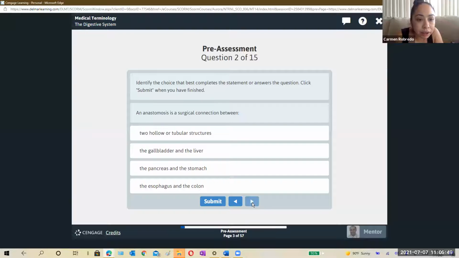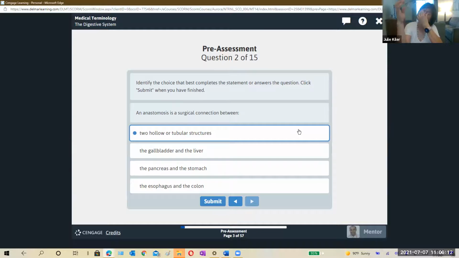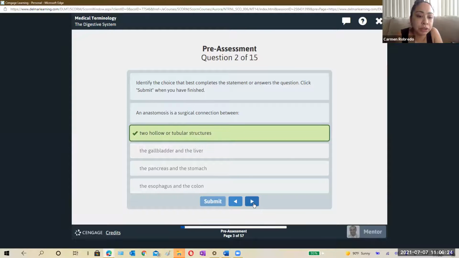Okay. And anastomosis is a surgical connection between two hollow or tubular structures, such as the gallbladder and the liver, pancreas and the stomach, or the esophagus and the colon. Mostly we talk about anastomosis also in the vascular system. So that's the hint. Two hollow or tubular structures.